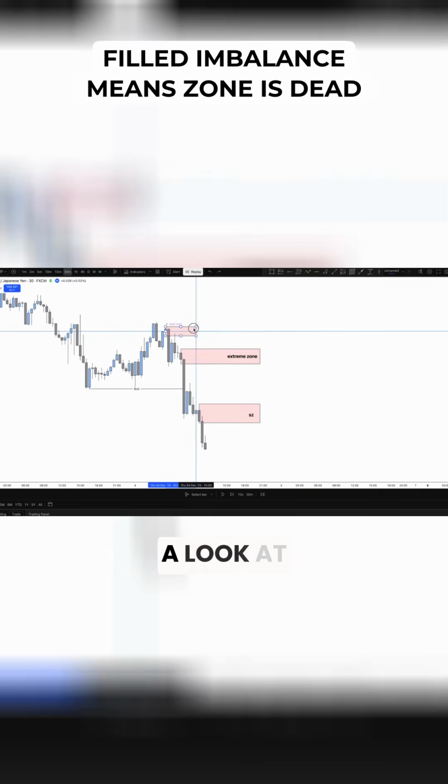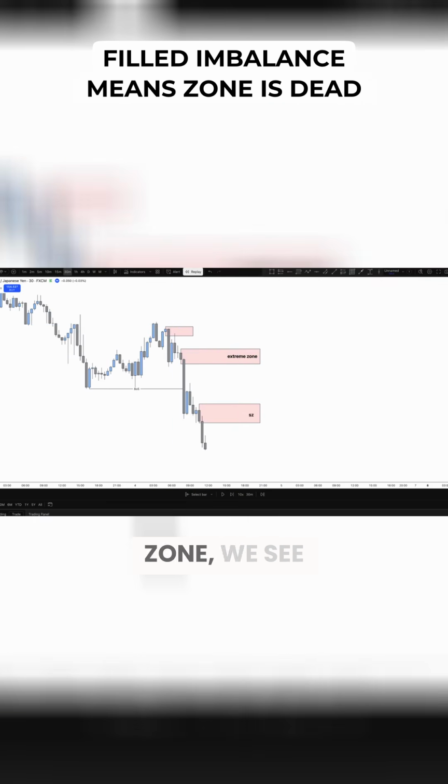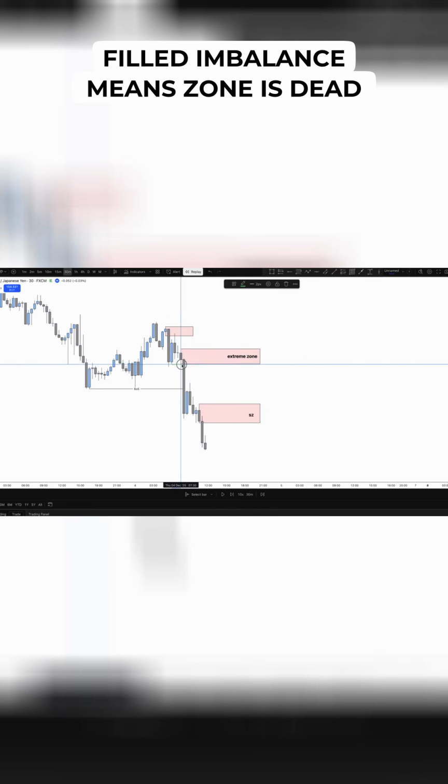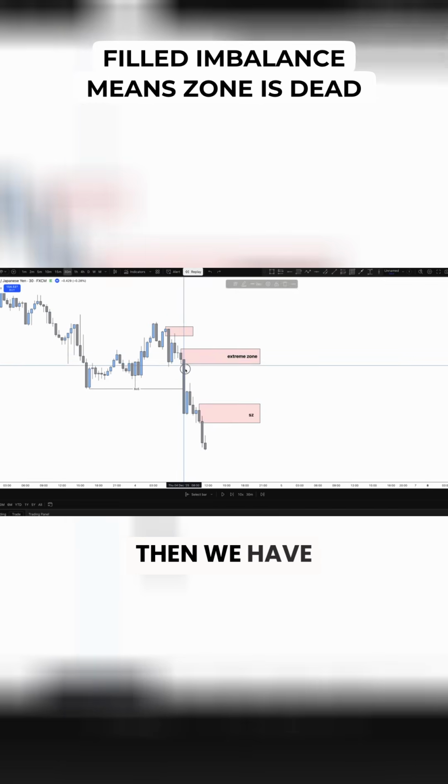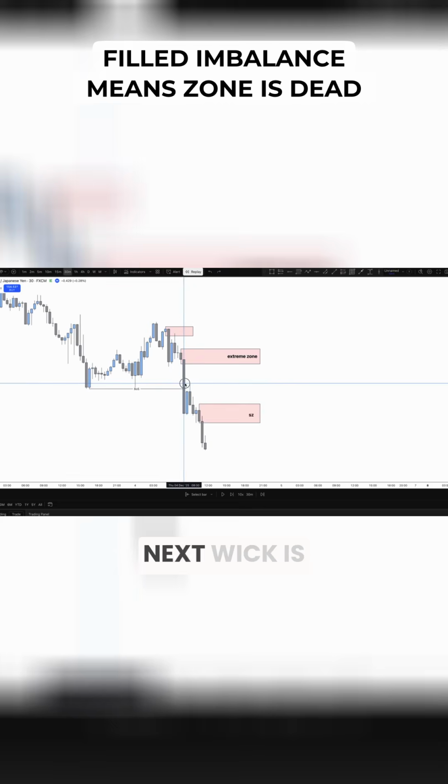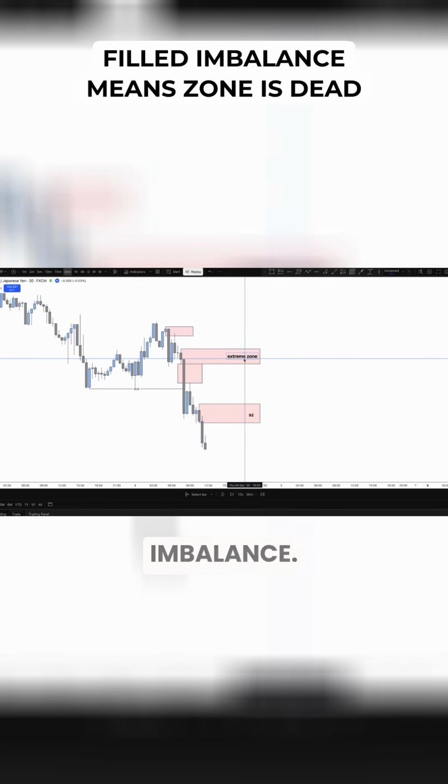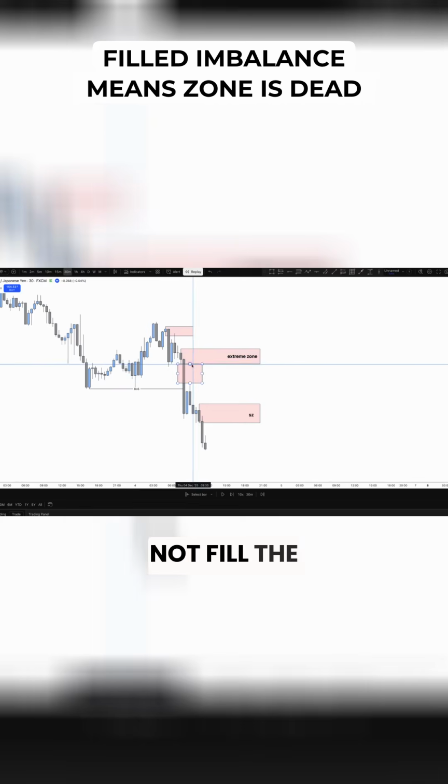Okay. If we take a look at the next movement, however, this supply zone, we see that we have a wick here. So this candle, then we have an impulsive drive lower. And then the next wick is actually here. So that creates, we'll draw it as a box, here to here is an open imbalance, right? This wick does not fill the gap. This wick does not meet this wick. So the space between there is the imbalance, right?